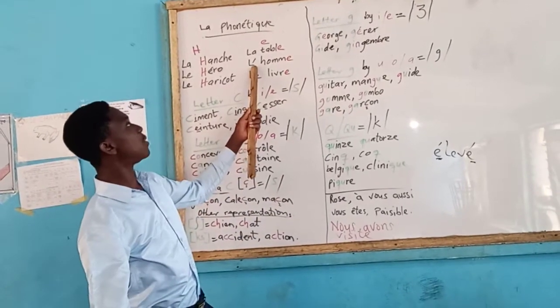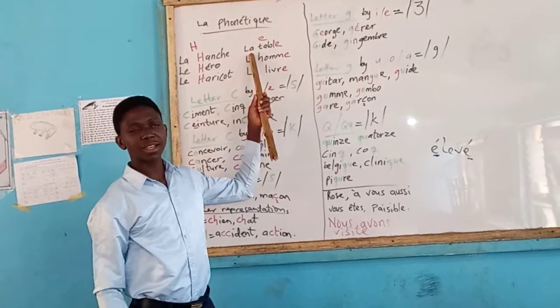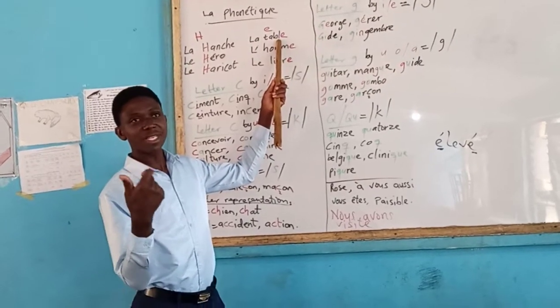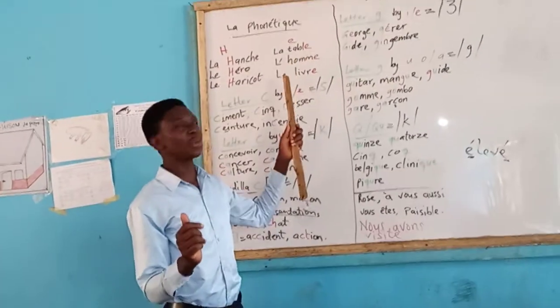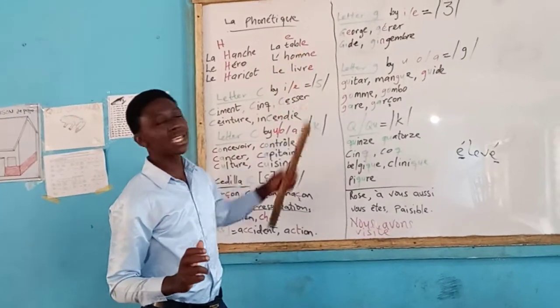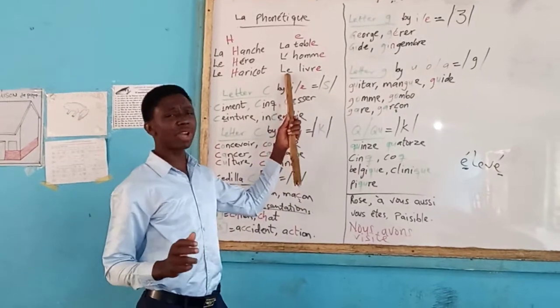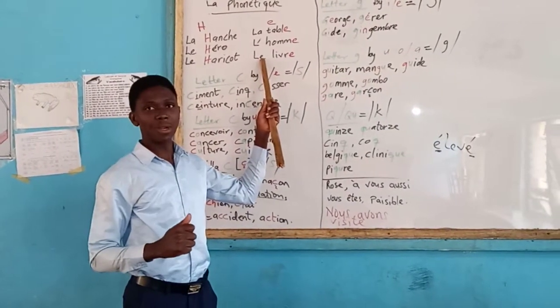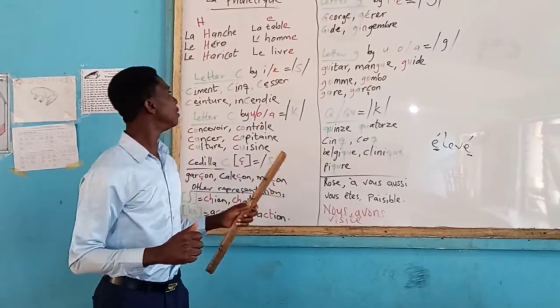So let's see, here we can have la table. You see, it's only the BL that is sounding at the end; the E is not. Then we have l'homme, where the E is also silent. Can you try pronouncing this one? Yes, that is it. So we have le livre.